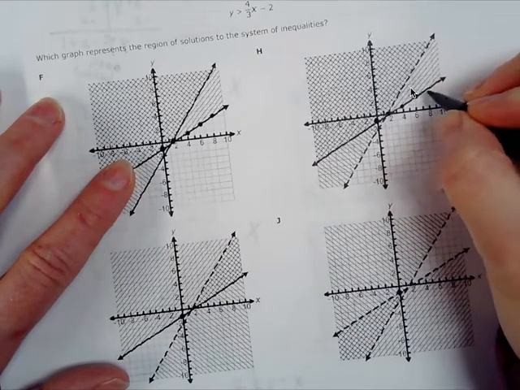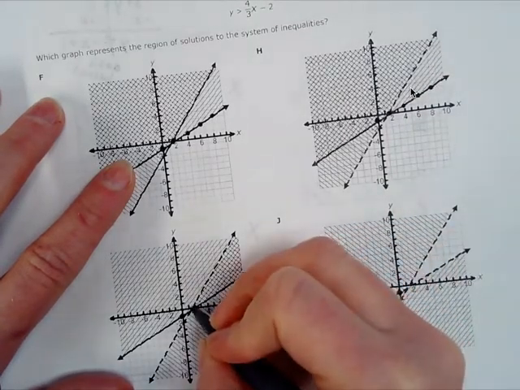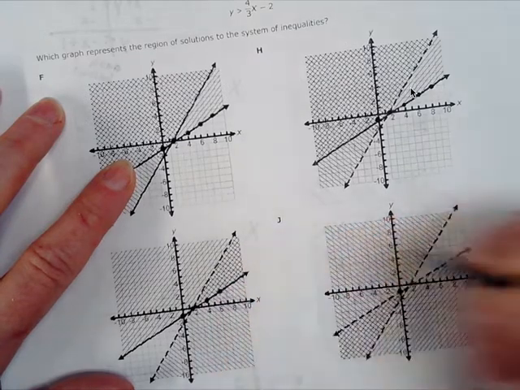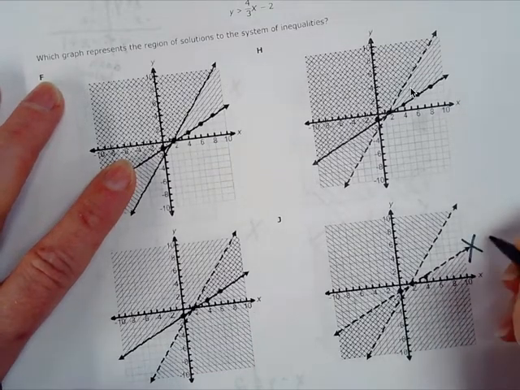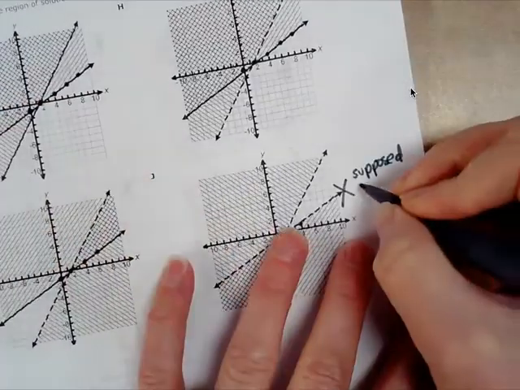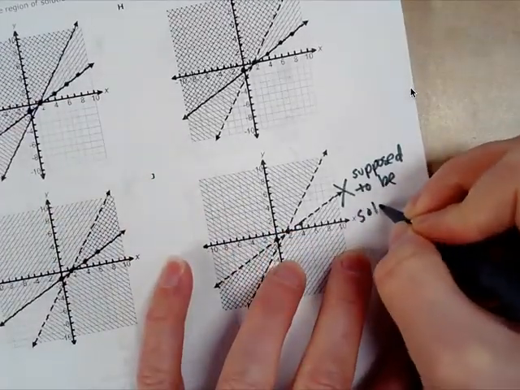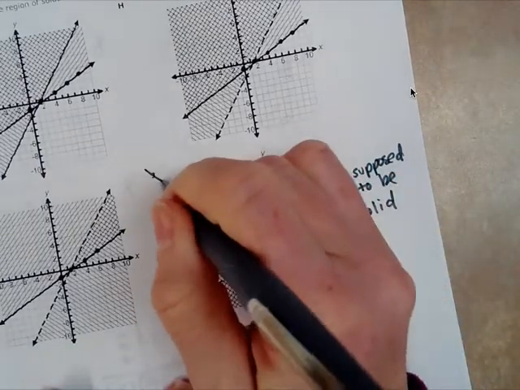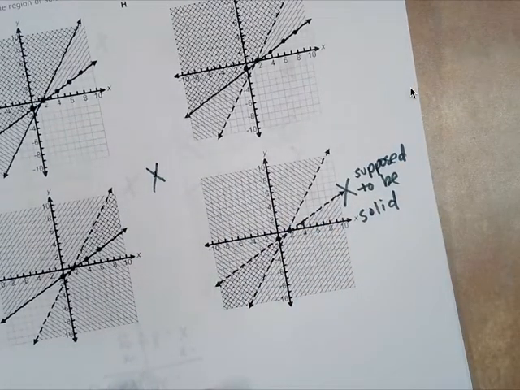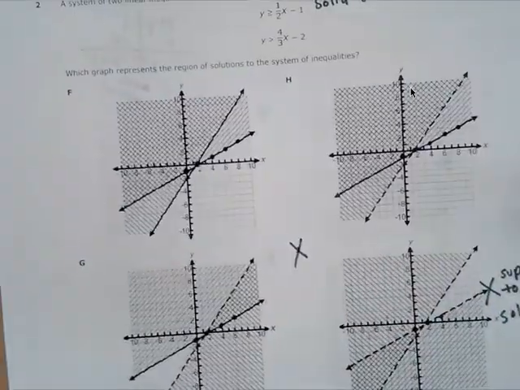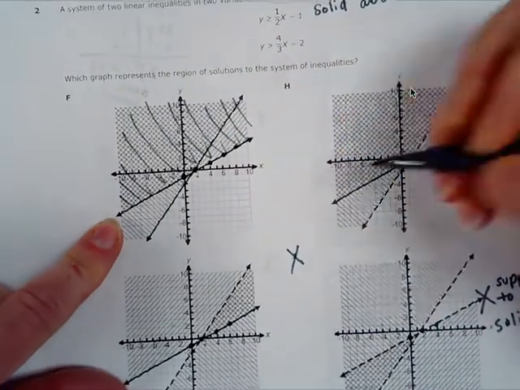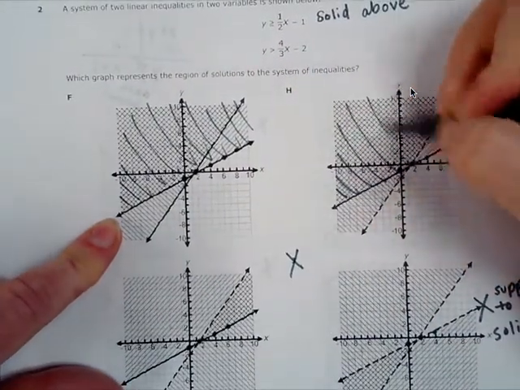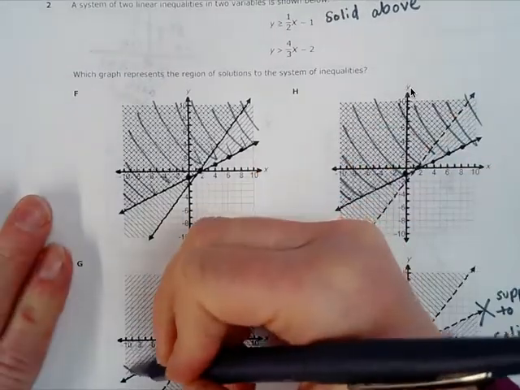Up 1 over 2 again. It's also solid. Up 1 over 2. Oh, this one's dashed. That's wrong because it's supposed to be solid. So that means J is out. And it's supposed to be shaded above. So we have these. Shade above. It's already shaded for us.